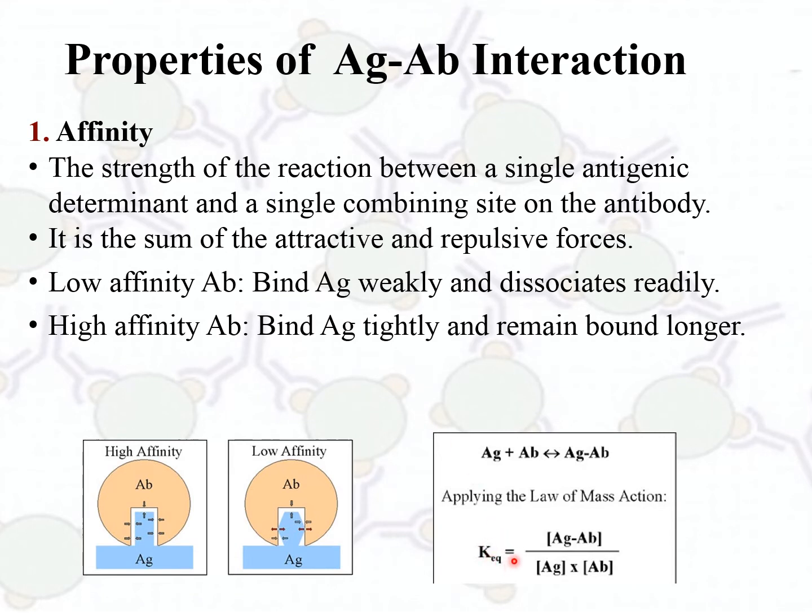Affinity is calculated as an equilibrium constant that describes the antigen-antibody reaction, as you can see here. Most antibodies have high affinity for an antigen, and the affinity of the antibody for an antigen is one of the most important factors in determining antibody efficacy in vivo.